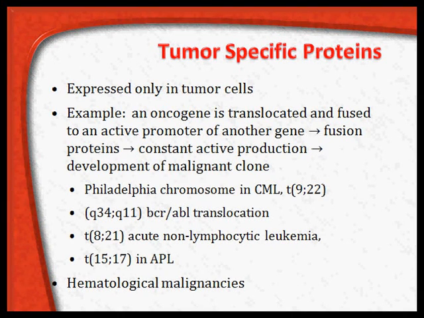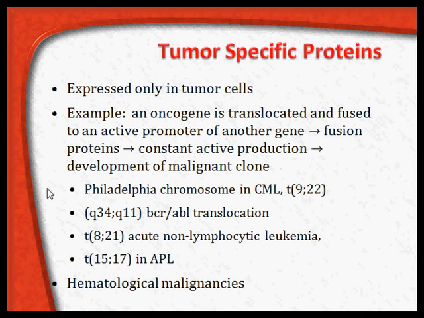What are tumor specific proteins? Tumor specific proteins means these proteins are expressed only by the tumor cells. Example, an oncogene is translocated and fused to an active promoter of another gene. A fusion gene is formed and this fusion gene results in a fusion protein. Constant active production of this fusion protein leads to development of a malignant clone.